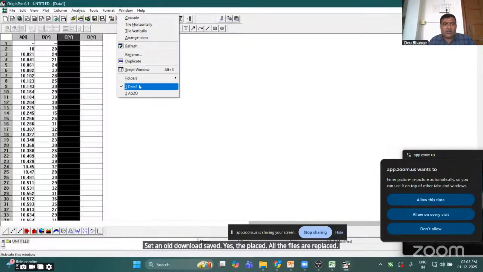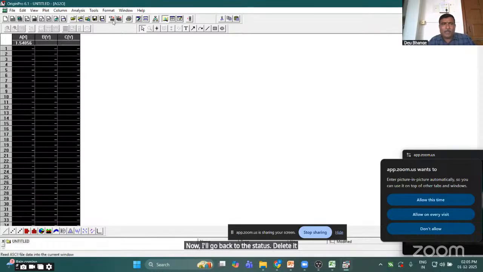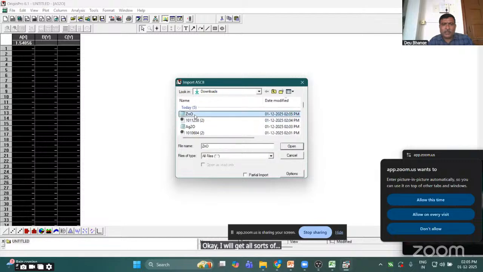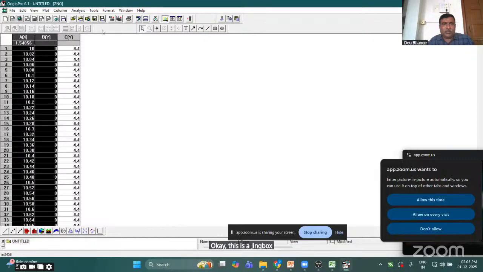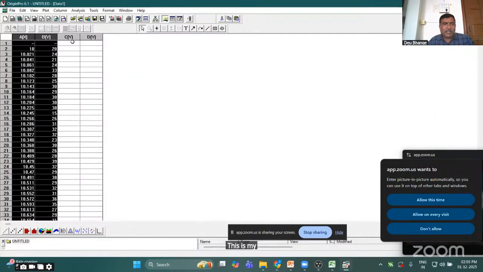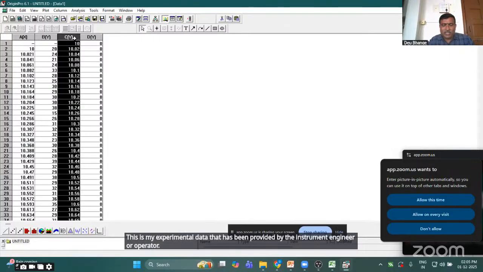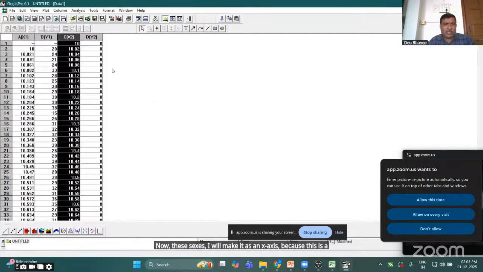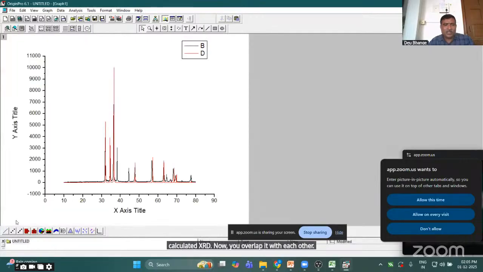Now I will go back to this data set. Delete the earlier one. Okay, I will get all sorts of files here. This is the zinc oxide file which I have simulated from the software. This is my experimental data that has been provided by the instrument engineer or operator. Now this axis I will make the x-axis, because this is the x of the other calculated XRD. Now you overlap it with each other. You can see that.